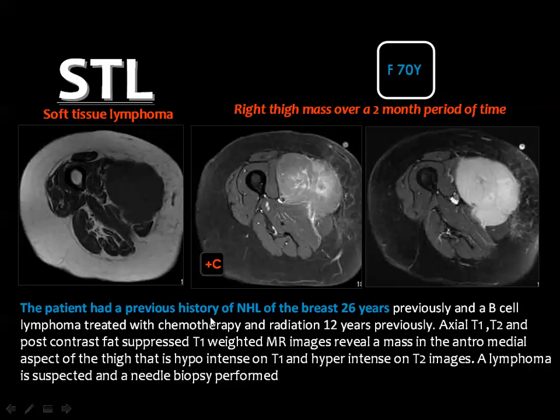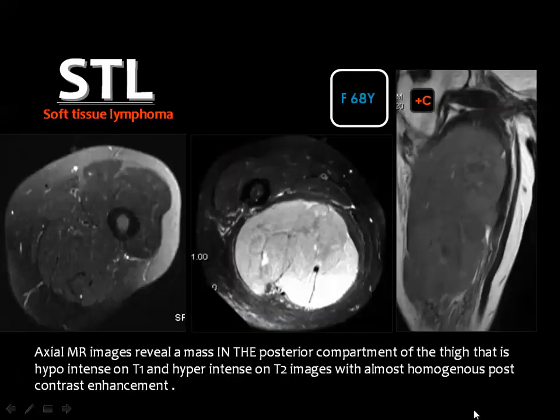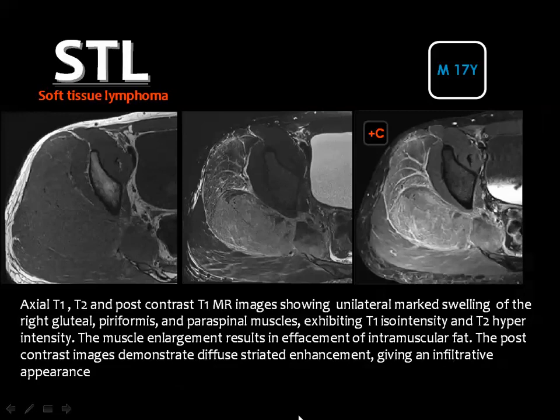The patient had a previous history of non-Hodgkin lymphoma of the breast 26 years ago. Then, because of the known history of lymphoma, you may suspect that this is also lymphoma. Then, big mass in the back of the thigh, low signal in the T1, high signal in the T2, and homogeneous post-contrast enhancement.